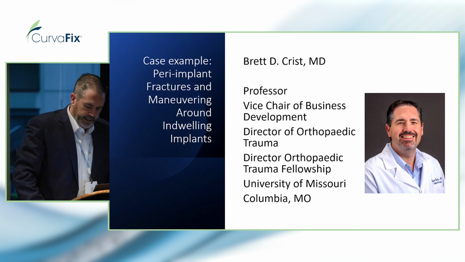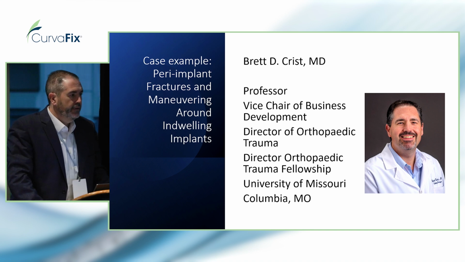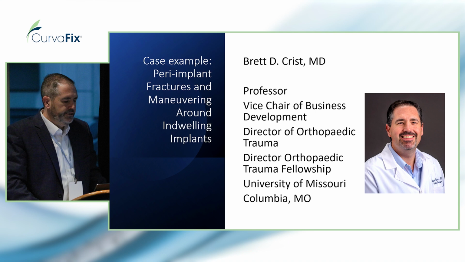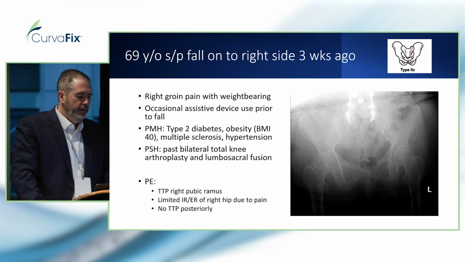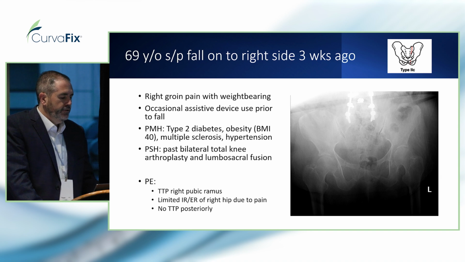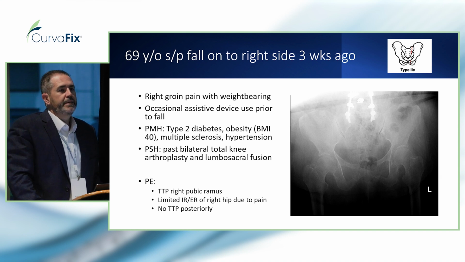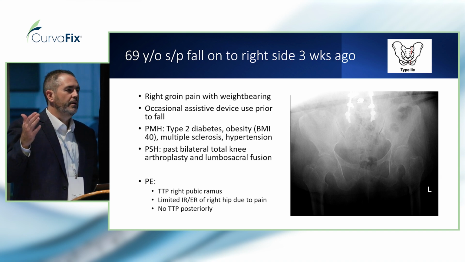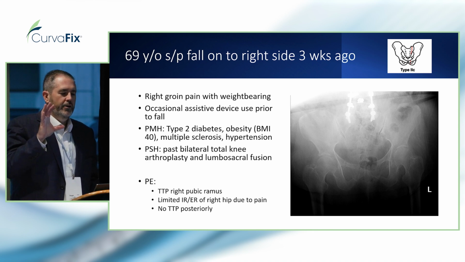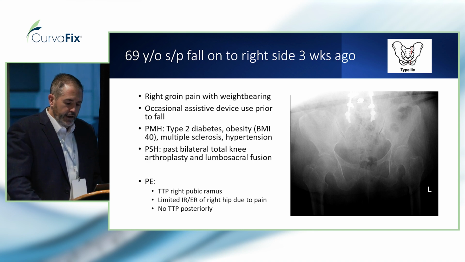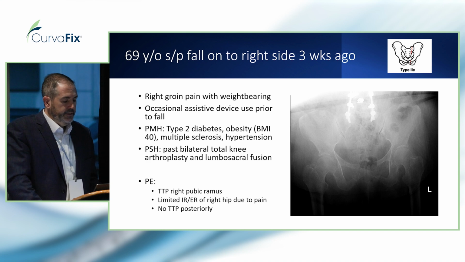All right, last case presentation, then we'll have an opportunity for you guys to ask questions. So this is a 69-year-old who had right groin pain with weight bearing, had occasional use of an assisted device prior to basically a fall into a door side frame at a store, like an automatic door hit her, she hit the other side. She has multiple medical issues, as you can see.